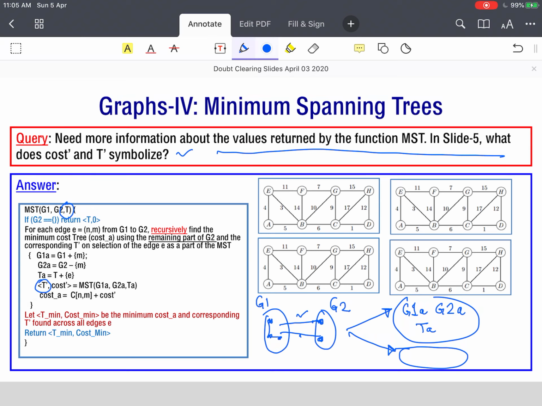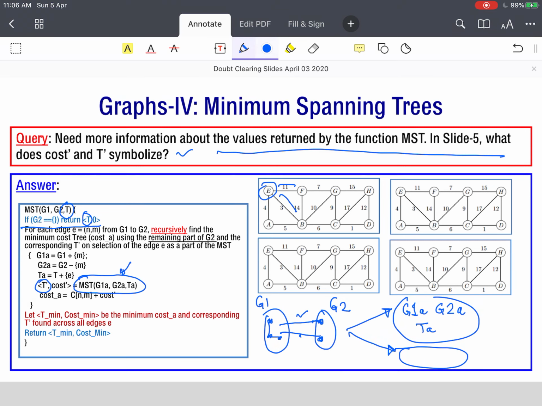So at any point in time, G1 contains all the edges chosen in the spanning tree. Therefore, when G2 is null, you return the spanning tree of that branch. And therefore, whatever is returned back from this side is returned back by that mechanism. So the tree that is obtained out of the recursion of this side is done that way.